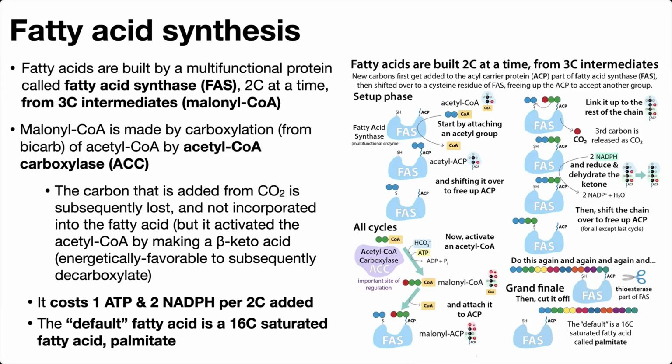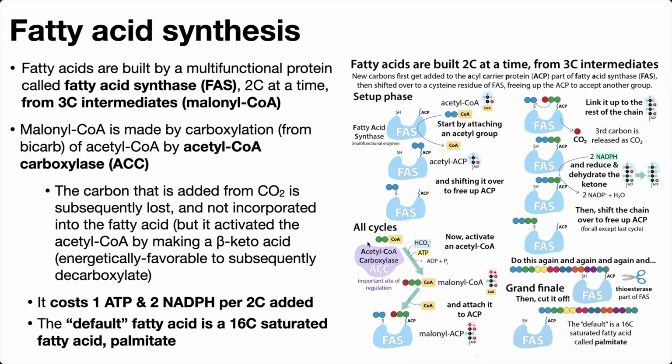The key regulatory step of this fatty acid synthesis process is acetyl-CoA carboxylase, or ACC. It's the enzyme that actually activates that acetyl-CoA to make that malonyl-CoA, that 3-carbon compound. And remember that the purpose of this was just to make it so that it was activated. What it does is it makes a beta-keto acid, which is energetically favorable to subsequently decarboxylate. And so that's why you have this. And it's so important that you're actually spending energy to do this. So this is where you spend the ATP. This is going to be your regulatory step, your key regulatory step.